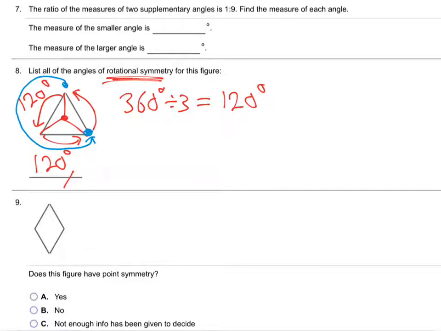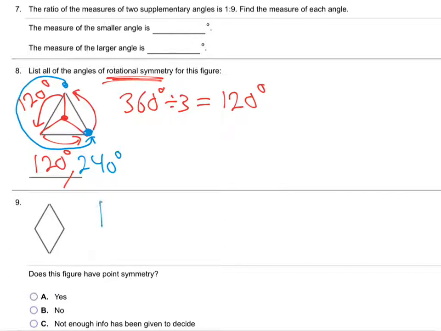So that's 120, 120. That's 240. Does that make sense? And then you could do one more 120, but that's 360, and we never count 360. Anything can do 360, right? So there it is. 120 and 240 are the two rotational symmetries. If you turn that shape 1/3 of the way around or 2/3 of the way around, it'll be back onto itself. 120 or 240.